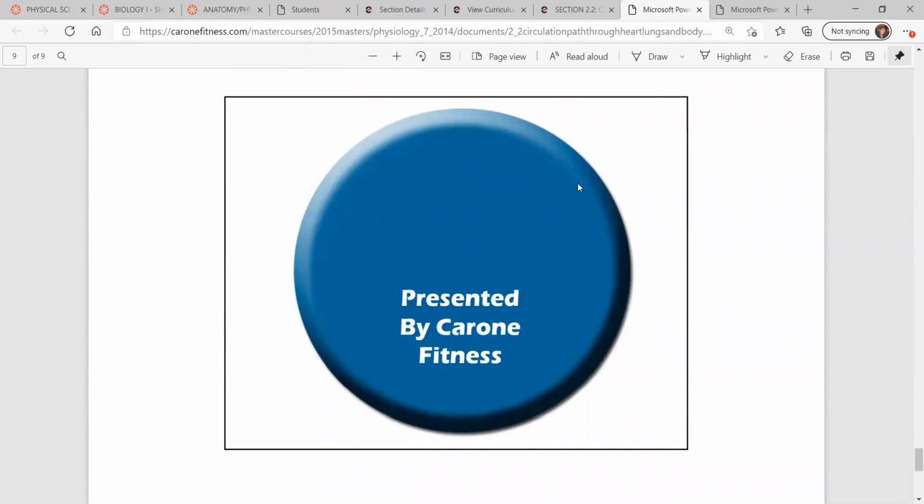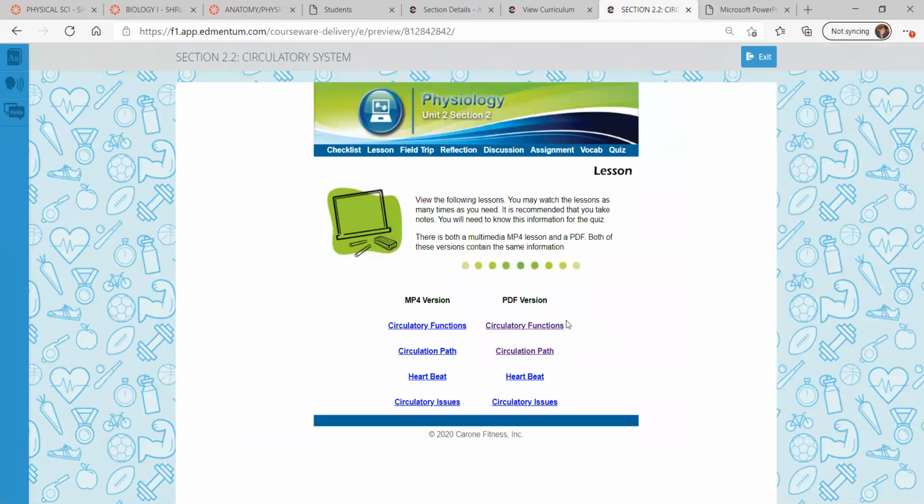All right, so that's the first two PDF slides for this section. Next time, we're going to look at the heartbeat and then circulatory issues that may develop in the heart. So we'll get to that next time.